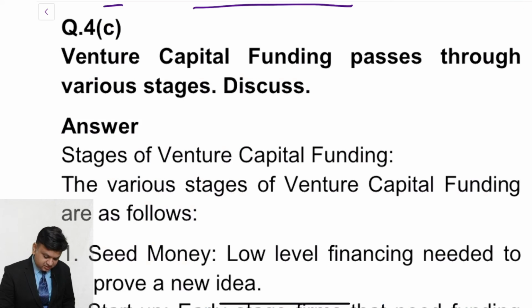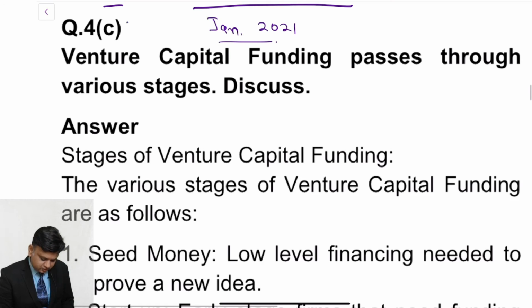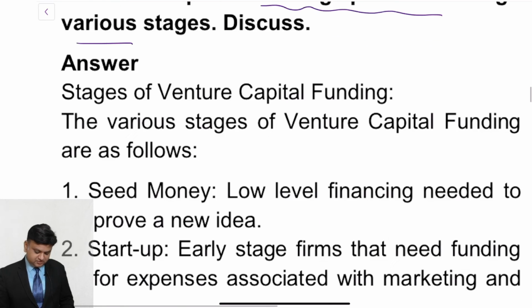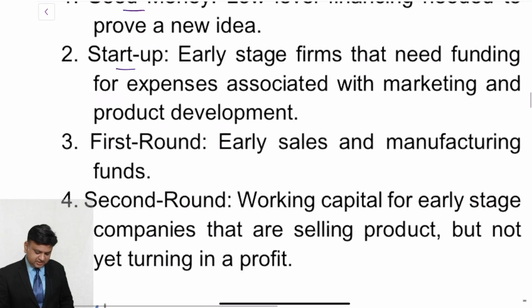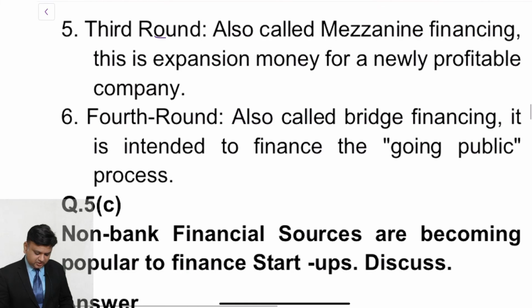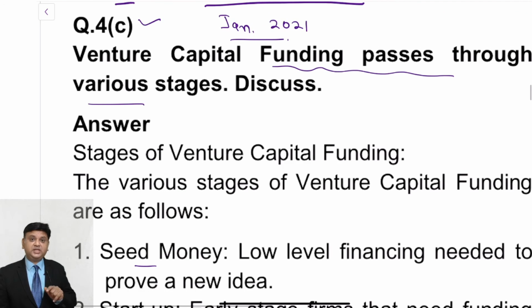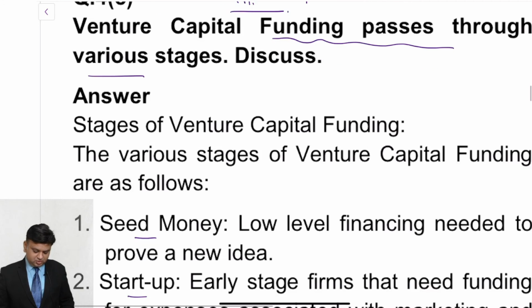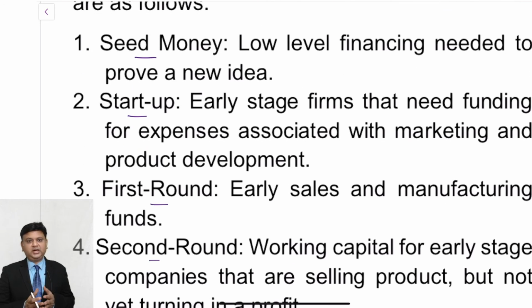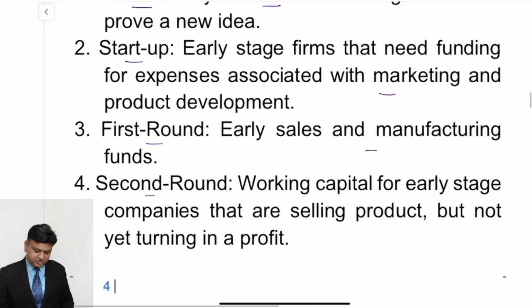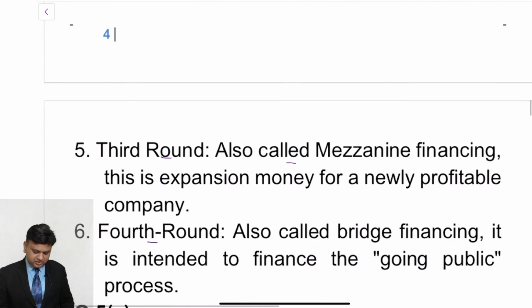See a question asked in January 2021, question number 4C. Venture capital funding passes through different stages: seed money, startup, first round, second round, third round, fourth round. This is the suggested answer they have provided. So you need to not only understand seed, startup, and rounds 1, 2, 3, 4, but internally you are also required to write the relevant portion they have mentioned in the first round, second round, third round and fourth round.